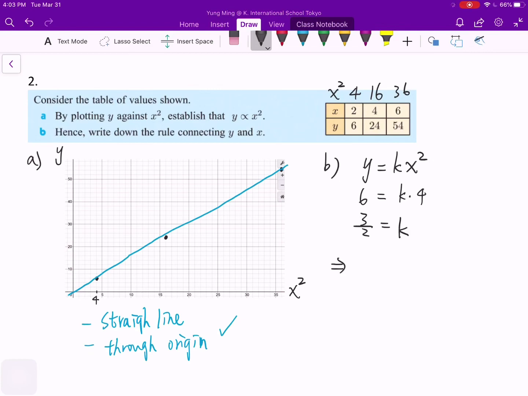But that's not the answer. Our answer should be an equation representing the relationship between x and y. So y is equal to 3 over 2 x squared. And that's it for this question.